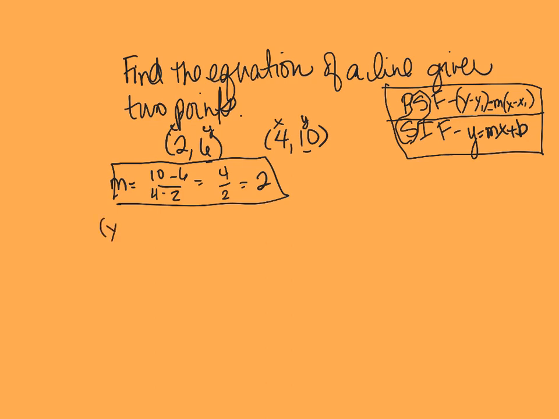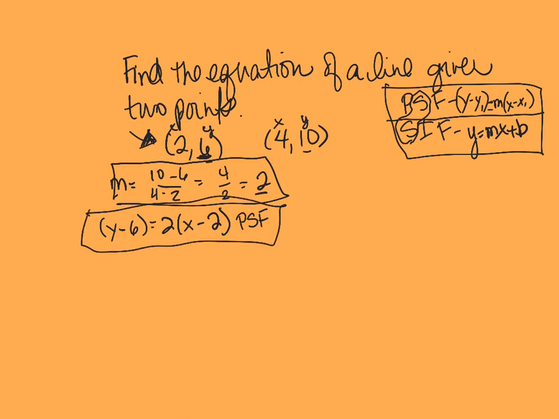We have y minus, let's use the smaller numbers. I'm going to use this point right here. Remember this is my y, so I'm going to do y minus 6 equals m, which is my slope of 2, and that's going to be x minus 2. And there it is in point slope form. So all you have to do when you're doing your assignment, this would be in PSF form. And then we go ahead and we box that up and we are done with PSF.